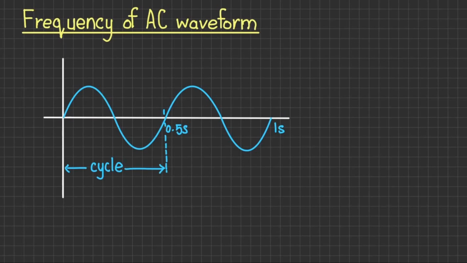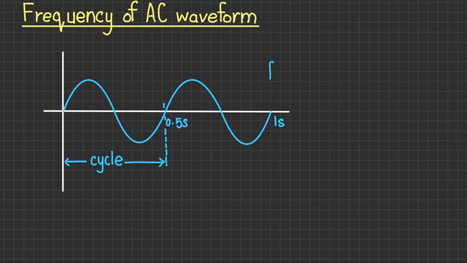Now the frequency will be the number of cycles that an AC waveform repeats in 1 second. It is measured in Hertz. In this example, the frequency of the shown waveform will be 2 Hz, as in 1 second, the AC waveform has 2 cycles. AC waveforms can have various frequencies. For example, in many parts of the world, the frequency of an AC signal that is distributed in homes is 50 Hz. This means that the AC signal will complete 50 cycles in 1 second.